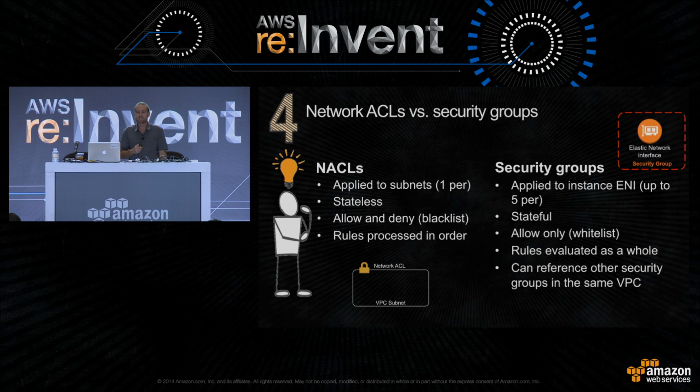Network ACLs versus security groups. So let's talk about network security and talk about these two concepts together. So you're probably familiar with security groups. I think if you guys have used EC2, you've used security groups. Not everybody's used ACLs. How do these two differ?